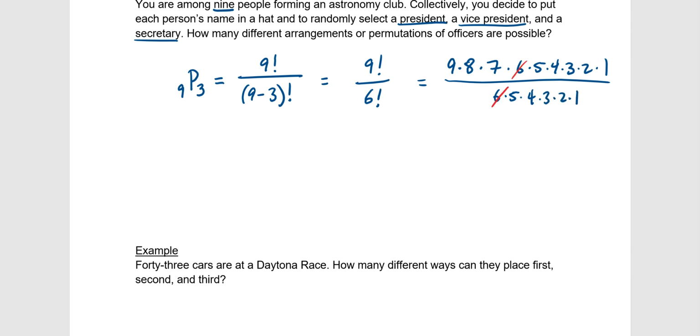And they cancel with the ones from the numerator. They completely cancel. We're left with 9 times 8 times 7. This is going to give us 504. So there's 504 different arrangements.